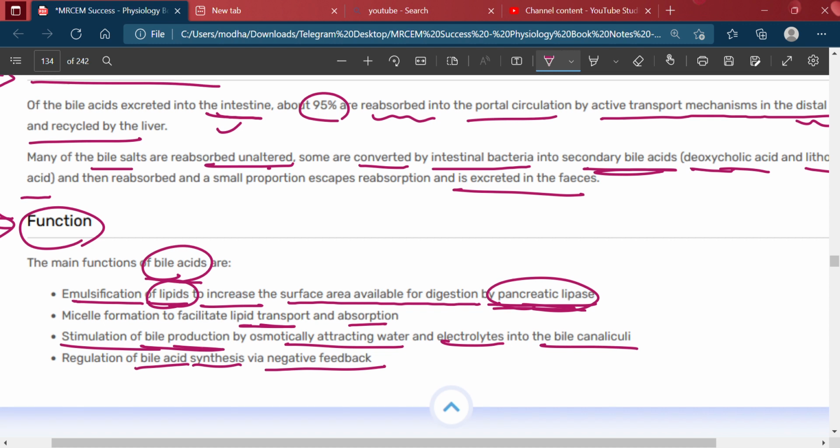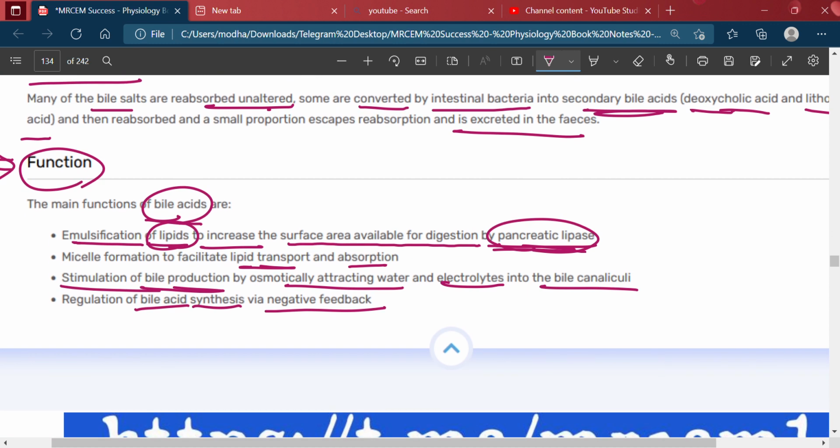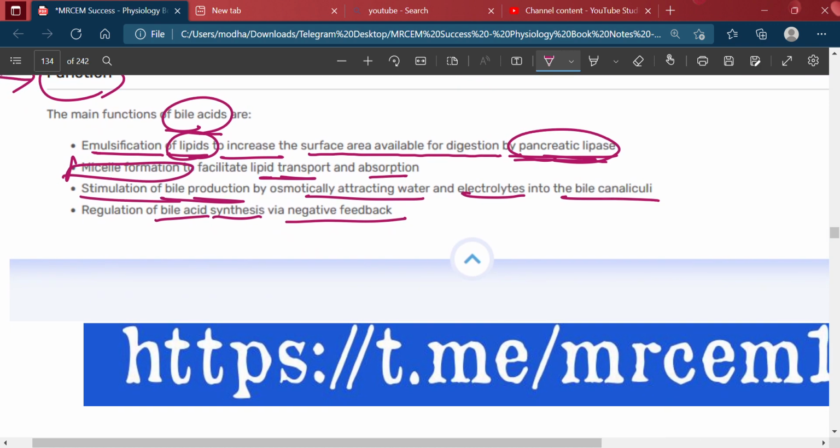This was the function of the bile acids: emulsification of the lipid to digest it by the lipase, then micelle formation facilitating lipid transport and absorption, then stimulation of bile production to attract water and electrolytes into the canaliculi, and regulation of bile acid synthesis via negative feedback.